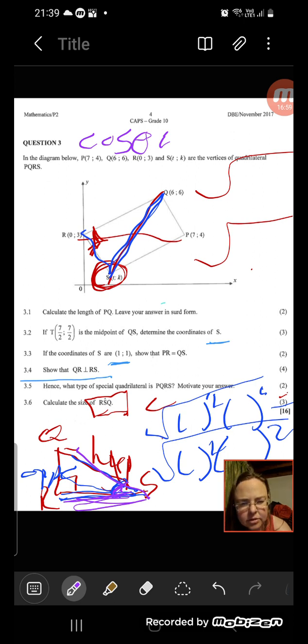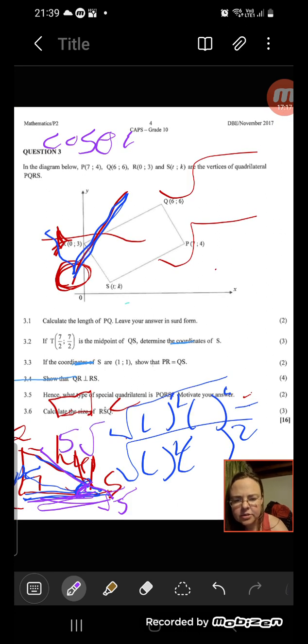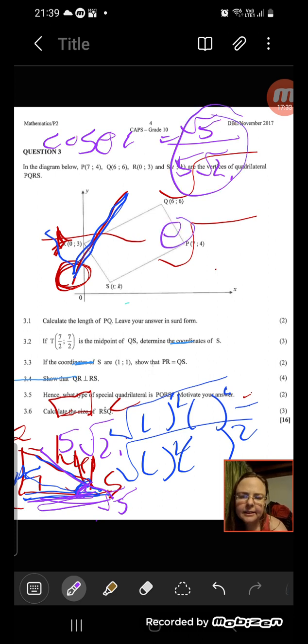And RS was square root of 5. And I think RQ was 5. QS was 5 square root 2. So you're going to have adjacent over hypotenuse, which is going to be square root 5 over 5 square root 2. And you're going to work this out. And theta, this angle, is going to be equal to 71.57.